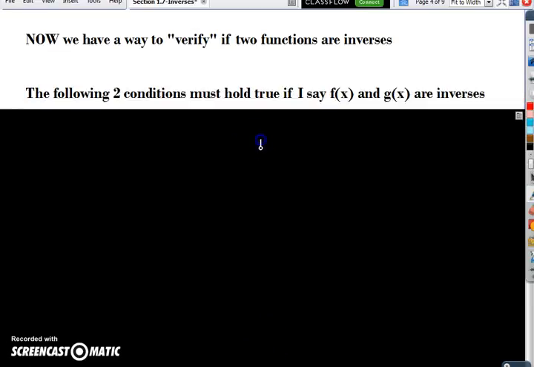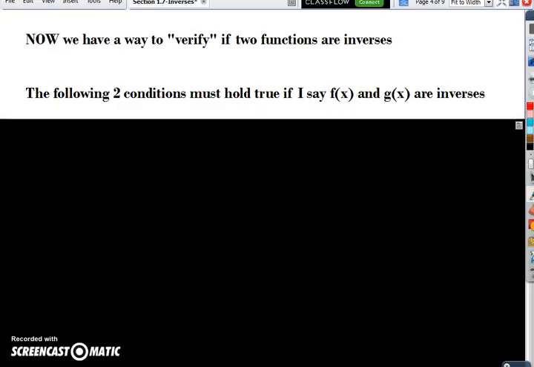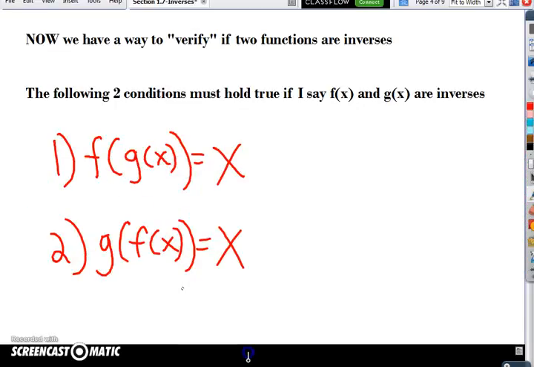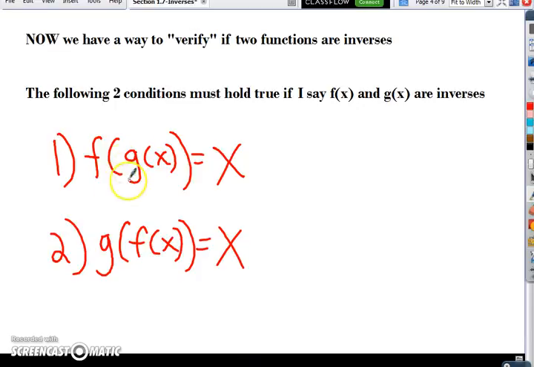So let's just say I claim two functions are going to be inverses. If I say that f of x and g of x are inverses, the following situation must hold true, both of them. F of g of x must equal x, and g of f of x must equal x. What that means is, you must take the composition of functions, put g into f, and then f into g. Notice, I put in an x, I get back out an x. I put in an x, I get back out an x.